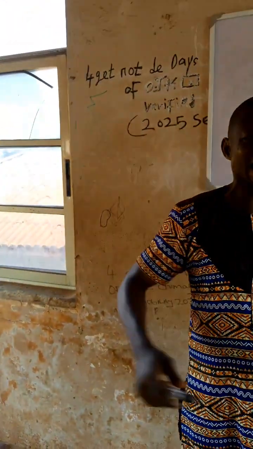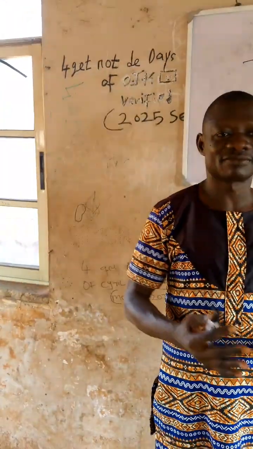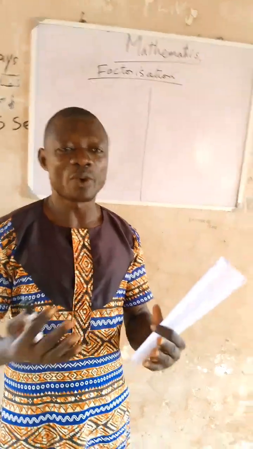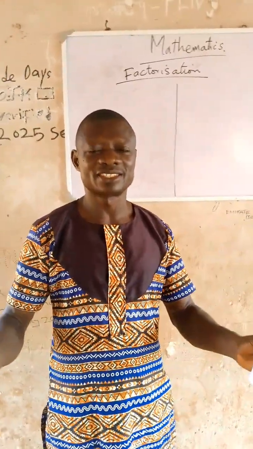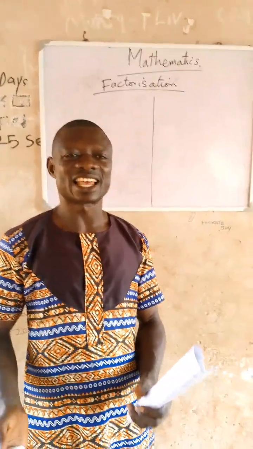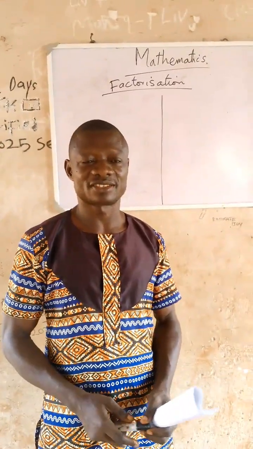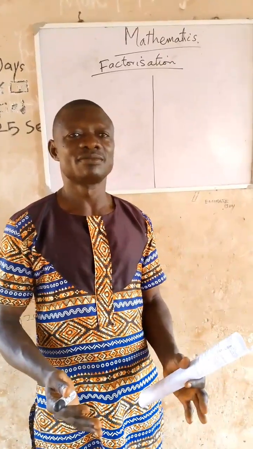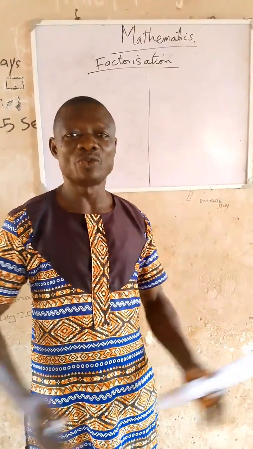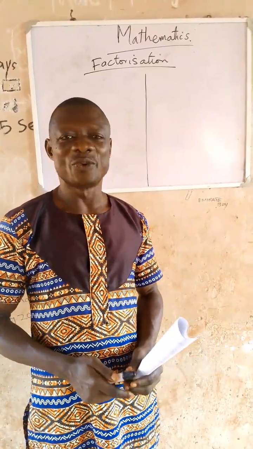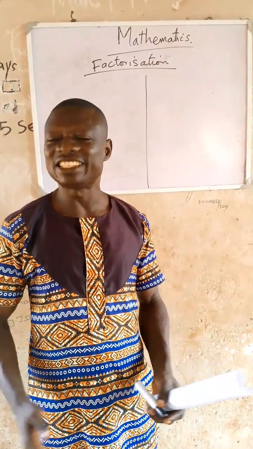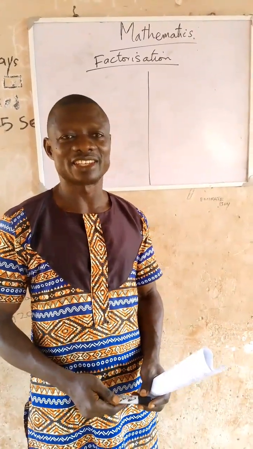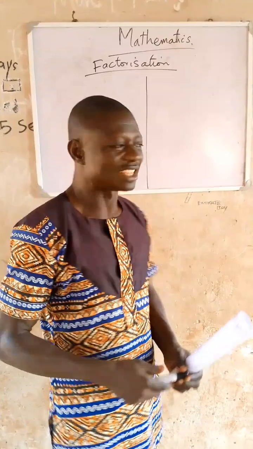When we factorize, factorization is closing a bracket in such a way that when we open that bracket, we get exactly the expression we have factorized. Factorization is closing a bracket in such a way that when we open that bracket, we get the expression we have factorized. Let's have an example.